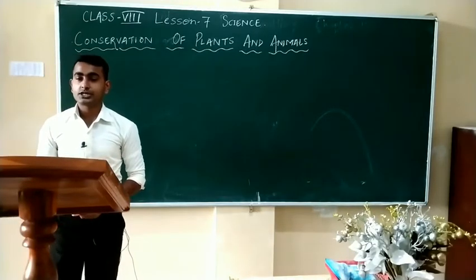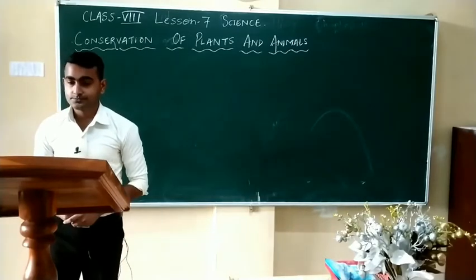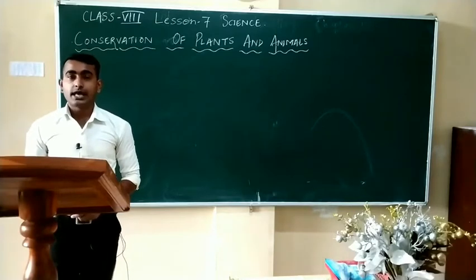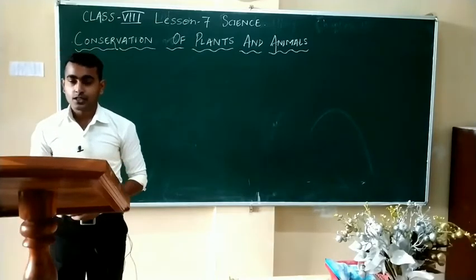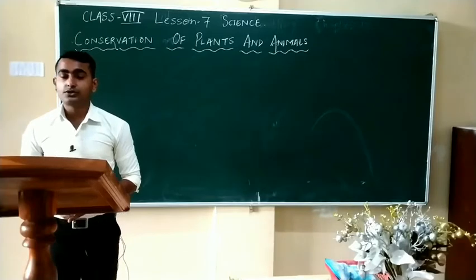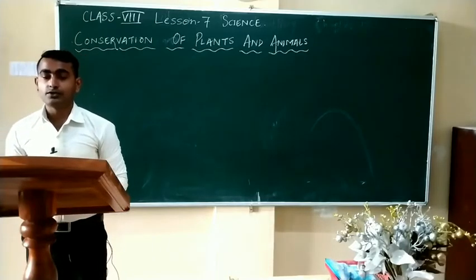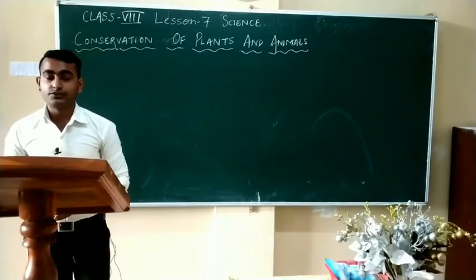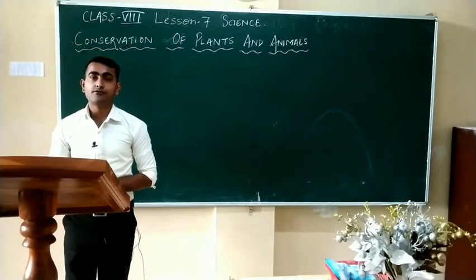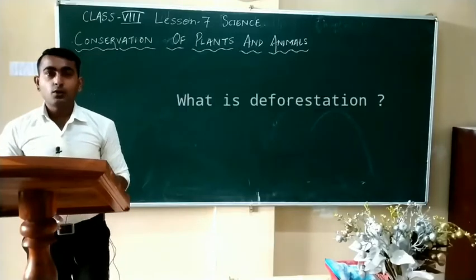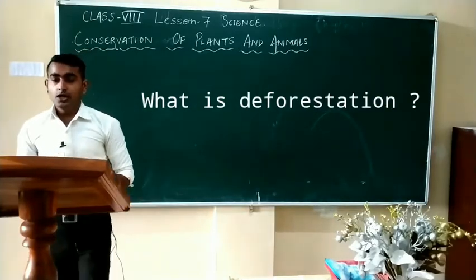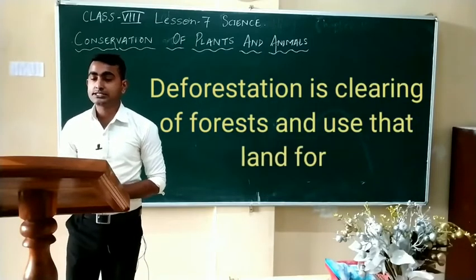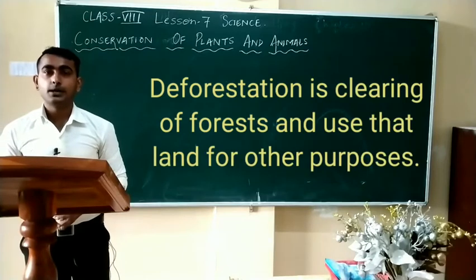Now, deforestation and its effects. A great variety of plants and animals exist on Earth. They are essential for the well-being and survival of mankind, but a major threat to the survival of these organisms is deforestation. Now, what is deforestation? Deforestation is clearing of forests and using that land for other purposes.